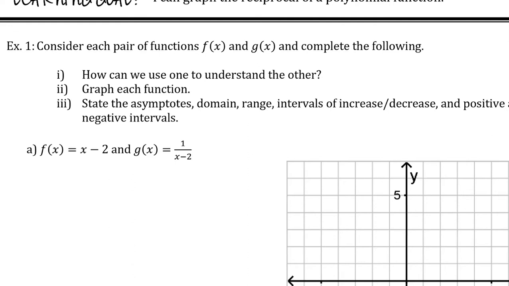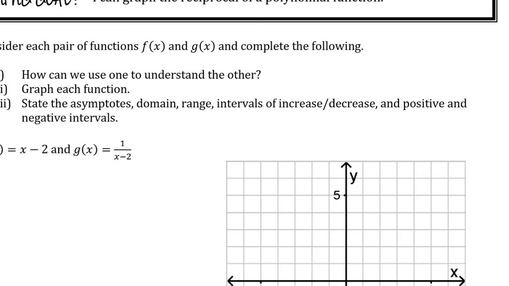Okay, so we're going to graph each function. We're going to use f in order to graph g. And then we're going to state this bunch of information, most of which we've talked about at the beginning of the course. So asymptotes, domain and range, intervals of increase and decrease are all things we're going to do just for g, not for both f and g. F is boring. G is the one we're interested in.